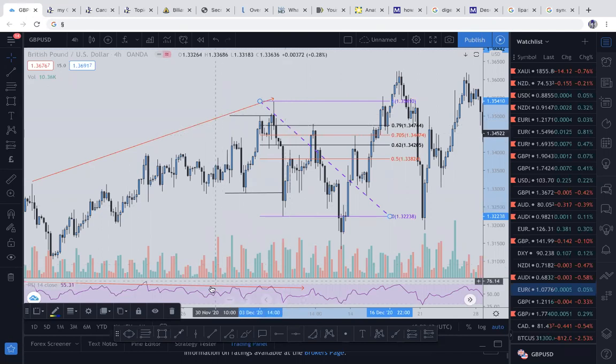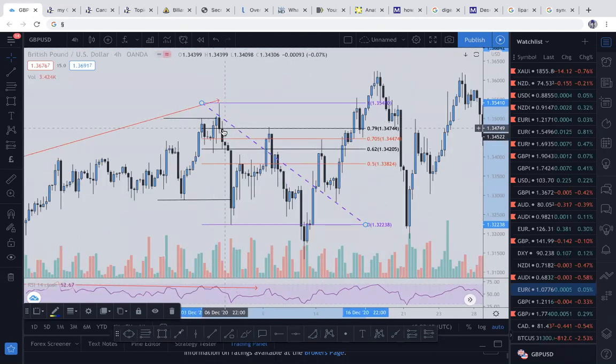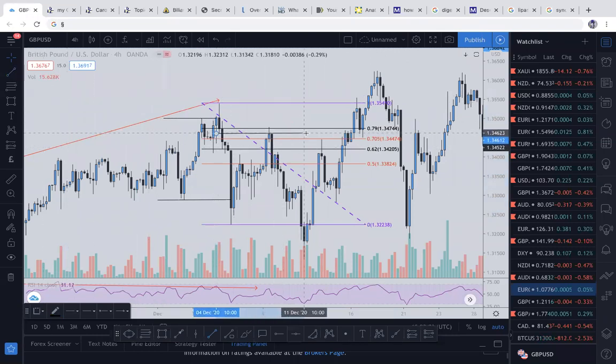And what is significant about this 71 area is an imbalance fail. We failed an imbalance right here. We failed an imbalance right there. And since then, price just dropped.